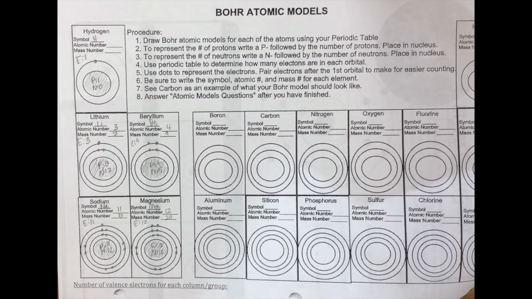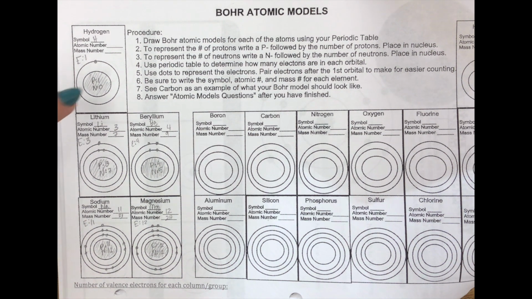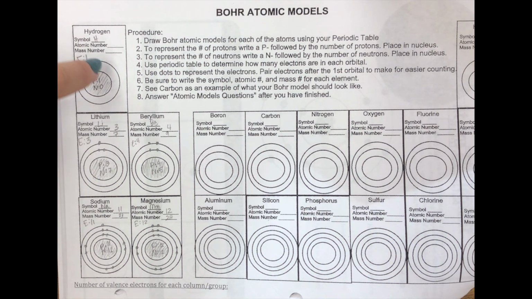Valence electrons. We're going to talk about valence electrons. So down at the bottom it says number of valence electrons for each column or group. So up and down are columns known as groups. You want to pay attention to how many are in the last shell that's holding electrons.